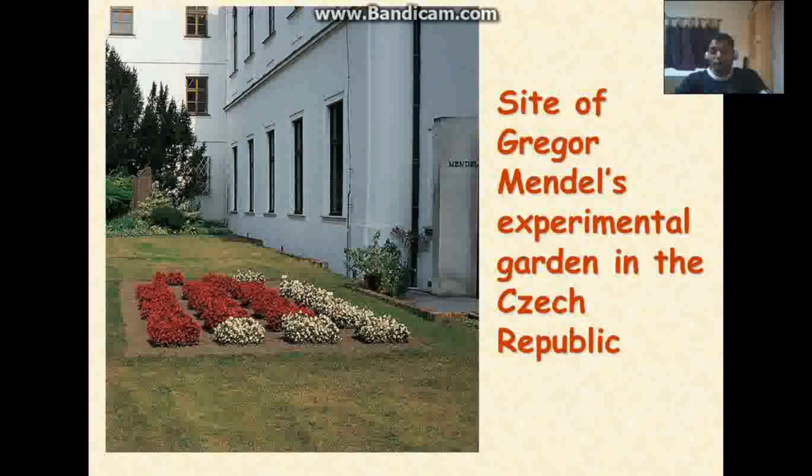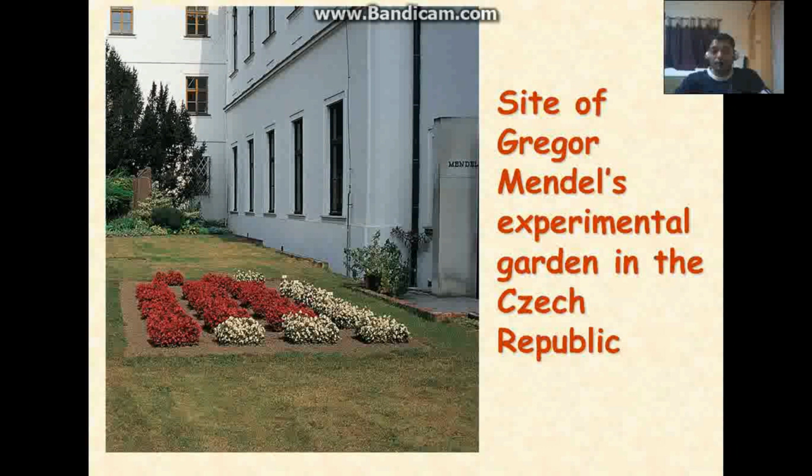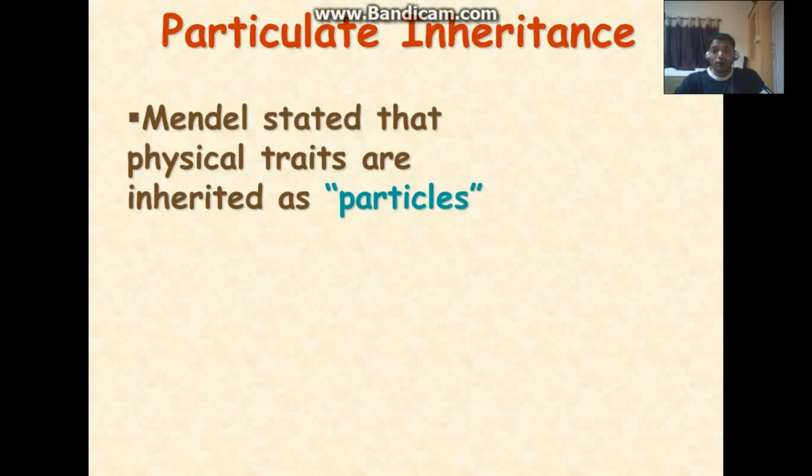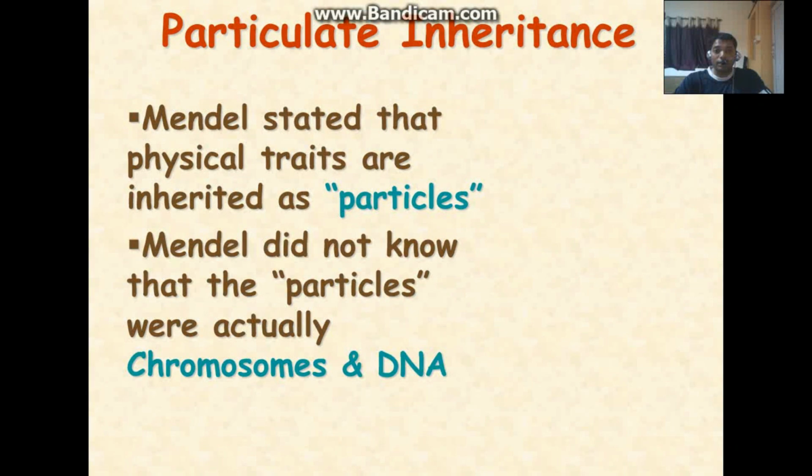This picture shows the site where Gregor Mendel had conducted his experiments near his lab. So here I'm going to talk about a few things which are called the particulate inheritance. Mendel stated that physical traits are inherited as particles. These particles are nothing but the alleles in the chromosomes present in the DNA.